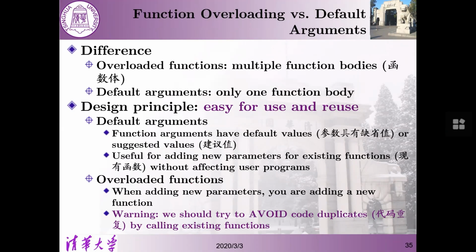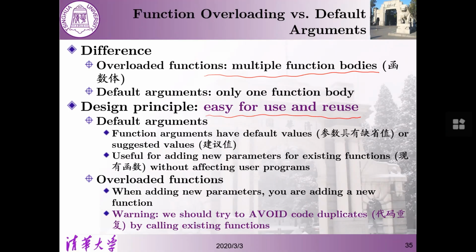So for function overloading and default arguments, I think they are very similar, but there are some differences. First, overloaded functions have multiple function bodies, and default arguments have only one function body. So for overloaded functions, the compiled code will be larger. And the design principle is that we should always consider ease of use and reuse.